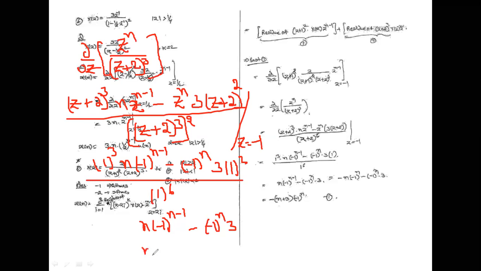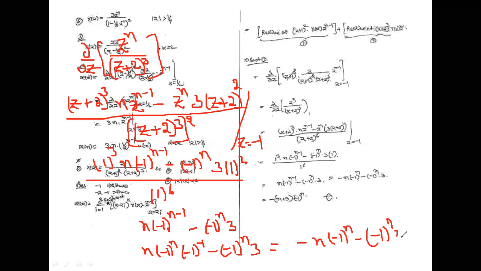Now we can rewrite this as n into minus 1 whole power n and minus 1 whole power minus 1. The bases are the same, so we add the powers: minus 1 whole power n into 3. Minus 1 whole power minus 1 becomes minus only. Got it? That is equal to minus n into minus 1 whole power n minus minus 1 whole power n into 3. Take minus 1 whole power n and the minus as common.